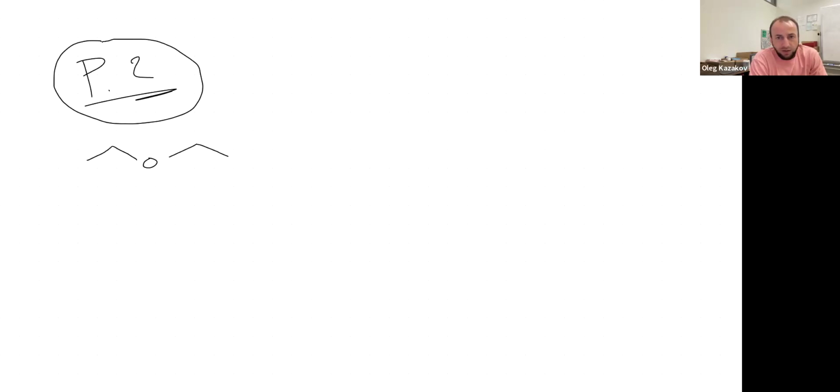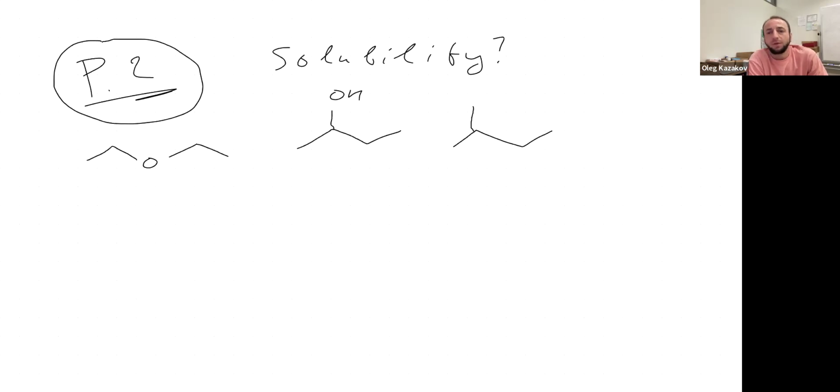Then we are going to take a look at this alcohol right here. Last but not least, alkane. So these are the ones. And then we're going to arrange them by solubility. So solubility in water, from lowest solubility to the highest solubility.